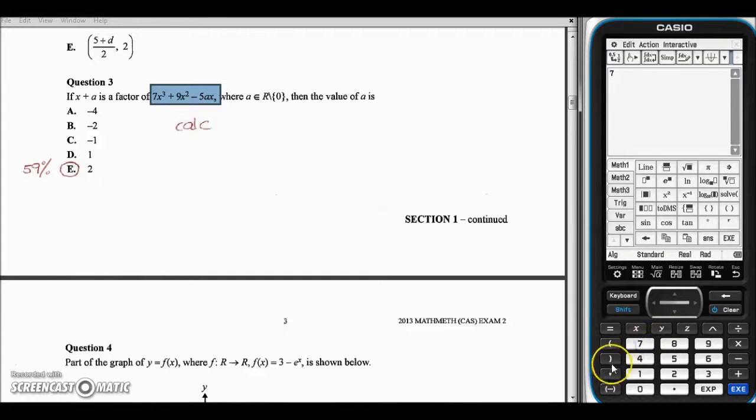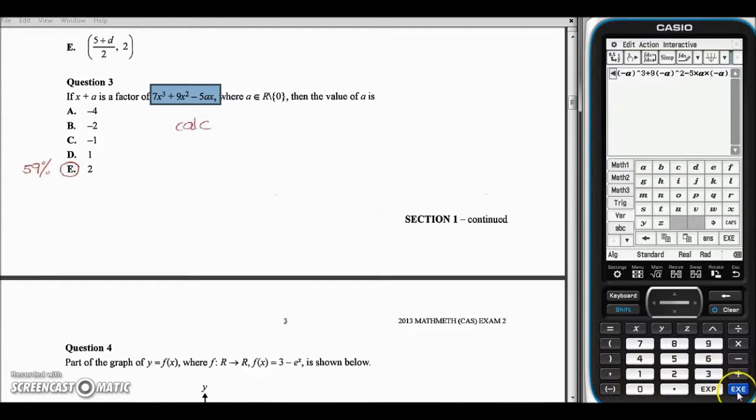So 7 times, I'll get my variables up, (-A) cubed. I wouldn't have to use A here, I could just use X or Y, it doesn't really matter. 9 times (-A) squared. Minus 5 times A times (-A). Always good to use lots of brackets.